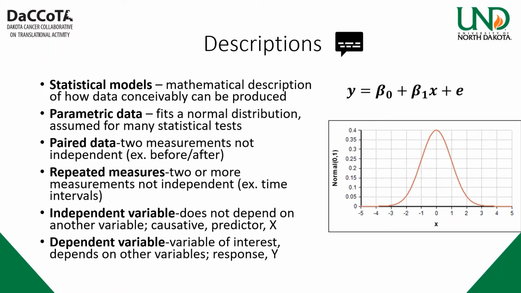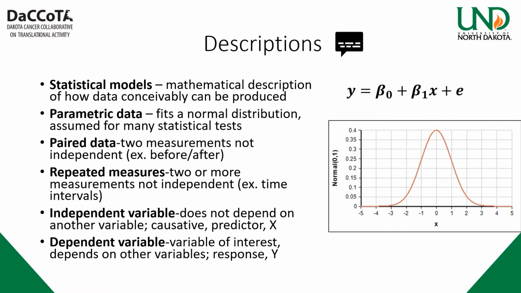Next couple of things, paired and repeated measures. So paired data is two measurements that are not independent. And that's really important because we work with that differently than ones that are. A great example of this is a before and after. Maybe you measure someone's blood pressure before and after a workout. The before measurement for, say, individual one is highly related to the after measurement of individual one, so we have to take that into account in our analyses.